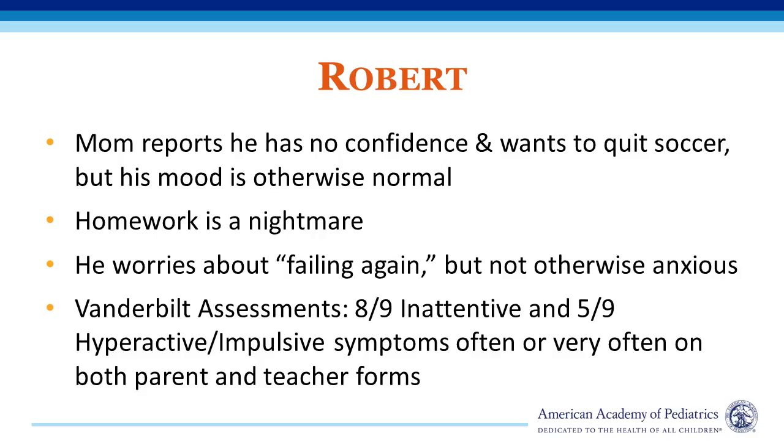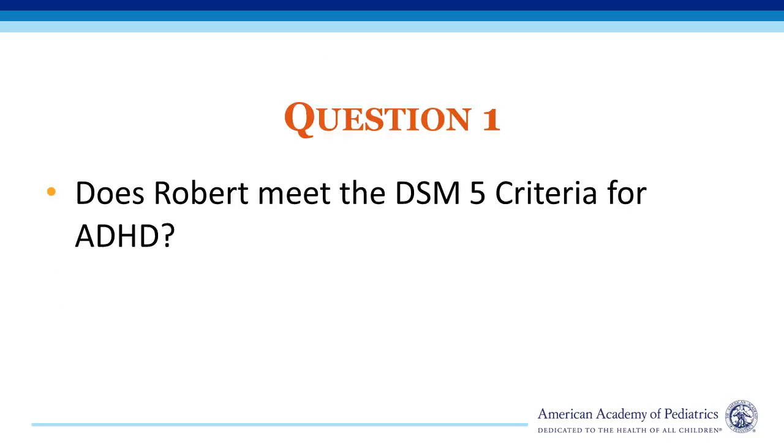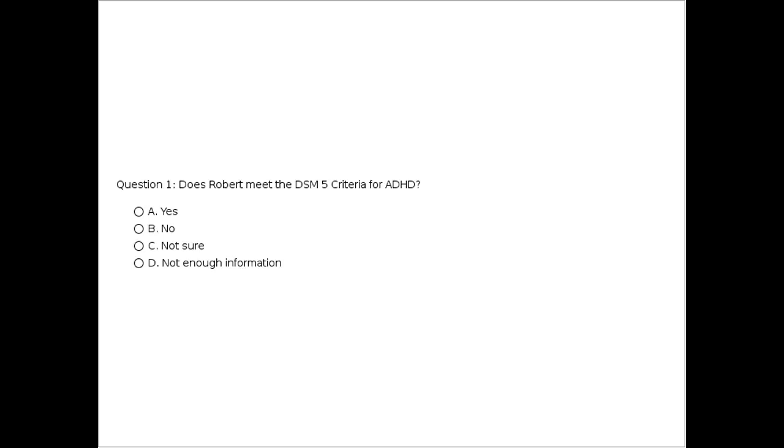This seems to have spilled over into his confidence, and now he wants to quit soccer, but his mood is otherwise normal. Mom reports the homework is a nightmare, and he has some worries that he's going to fail again in third grade, and he worries about the fact that he failed second grade, but he's otherwise not anxious. And then you can see his Vanderbilt assessments there. So the first question is, does Robert meet the DSM-5 criteria for ADHD before we get started? So I'll let you all poll there.